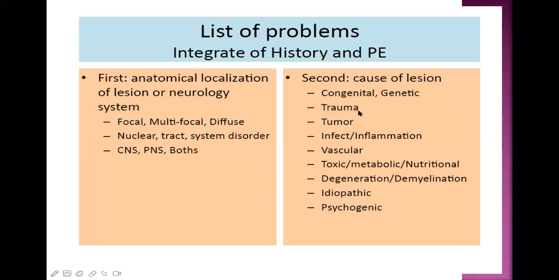Trauma: head injury. Tumor: these are brain tumors, and different types of brain tumors are there. We can take the example quickly.